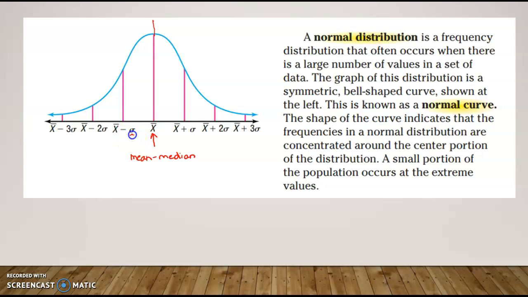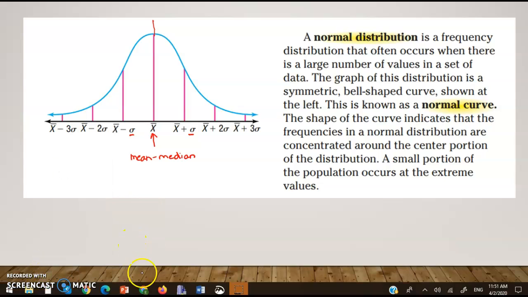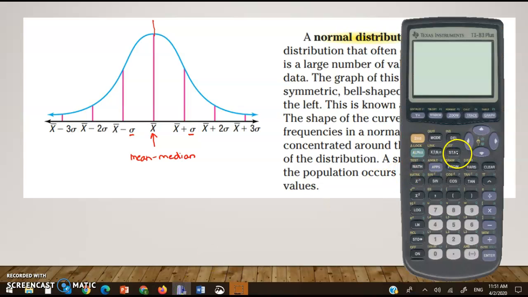Now, this thing right here is your standard deviation. And you guys remember when you got it on your calculator. Let's see. Stat. Calc. There we go. Your mean was here, and your standard deviation is here.